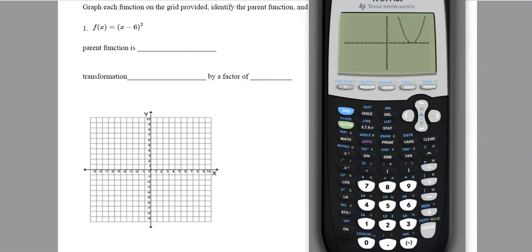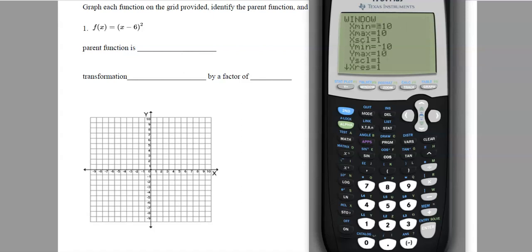All right, so it looks like a parabola. My window right now, if you touch window, it looks like my x-axis goes from negative 10 to 10, and my y goes from negative 10 to 10. The x-SCL is just a scale showing that every increment is worth 1. Since our graph, if you look at the graph, it looks like all the action is happening over in the first quadrant.